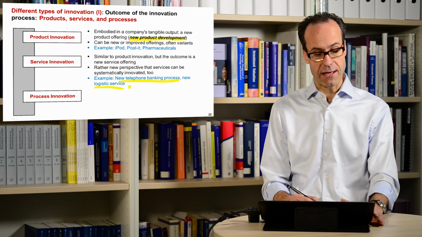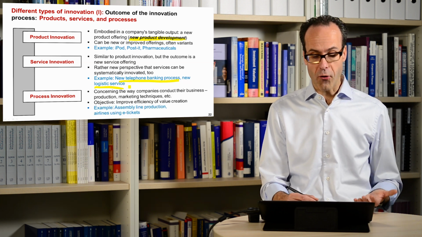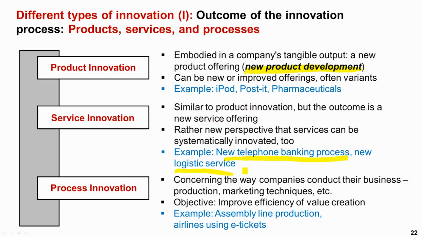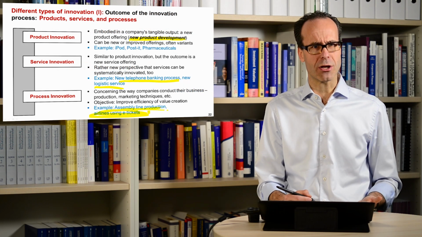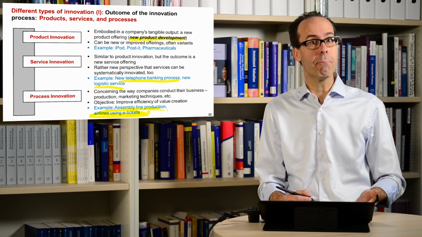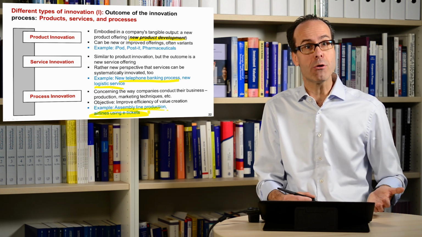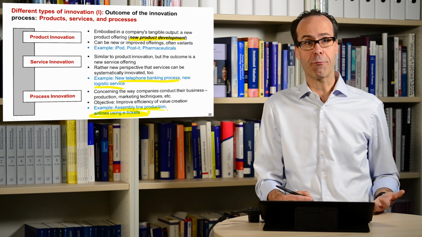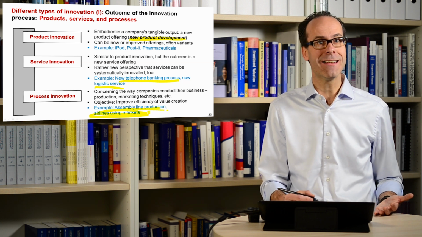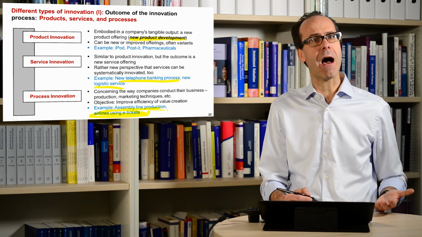Finally, there's process innovation. Process innovation concerns the way how companies conduct their business, how they produce, how they market their products. The objective very often is to improve the efficiency of value creation, to say it in an aggregated way. An example could be a new assembly line, or think about airlines using e-tickets instead of paper tickets. This was a typical process innovation, which then in turn really improved the efficiency and then enabled new services for consumers. Think of an airline app where you download your ticket, you can now easier forward it, book for others, and so on.